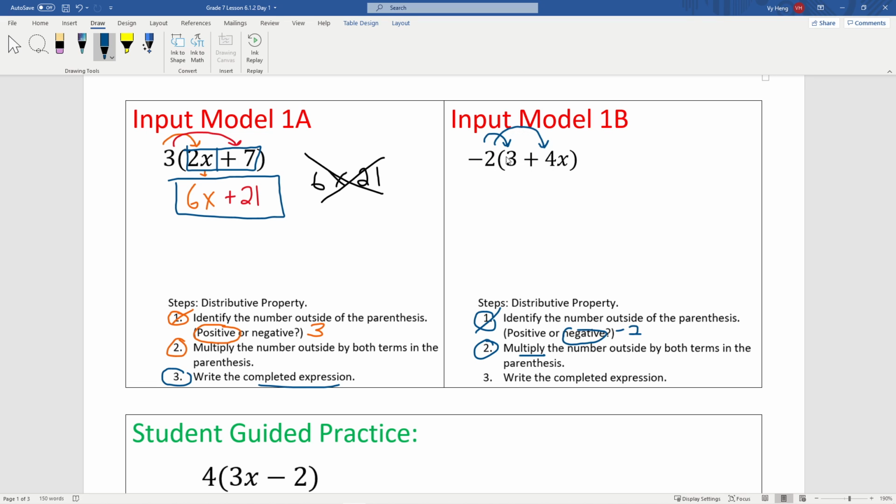So what happens when you multiply a negative 2 and a 3? A negative times a positive is going to give you what? A negative 6. And then when you multiply a negative times a positive again, what should you get? 2 times 4, first of all, is what? An 8.